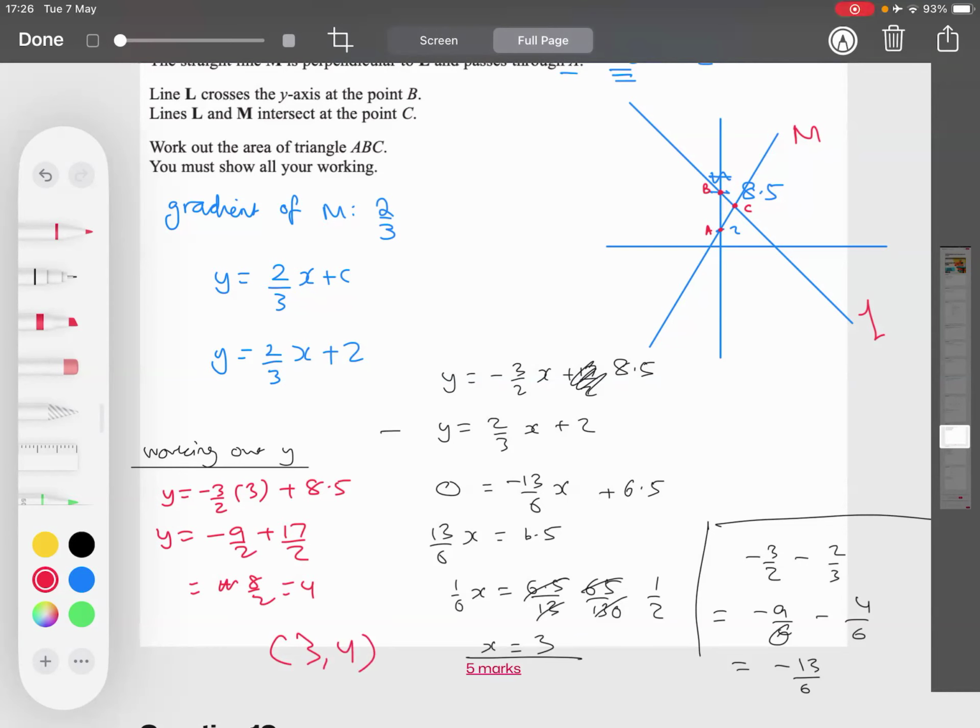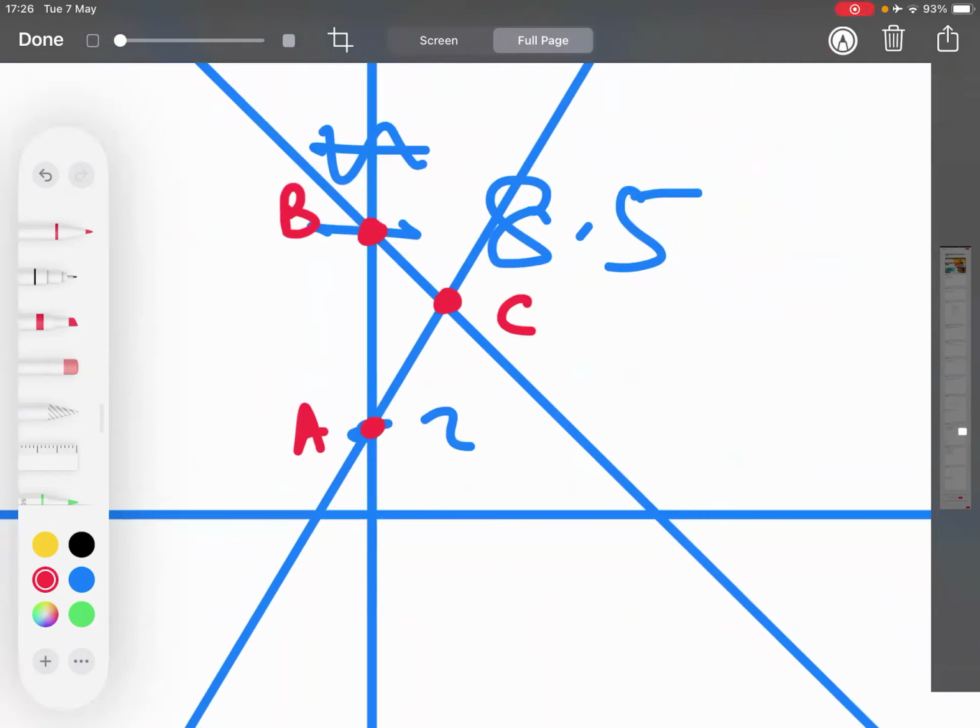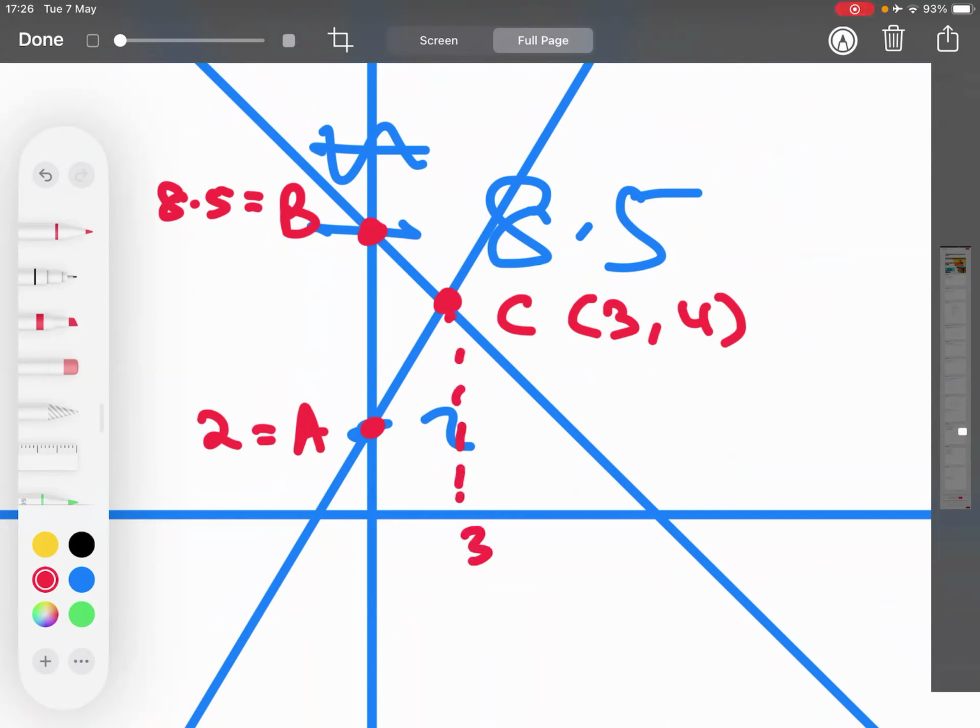I'm going to see if you can get this part. So we worked it out as 3, 4, and it looks accurate, right? We know that this is 2, and we know that this is 8.5. And we know that this is 3. What is the area of this triangle?